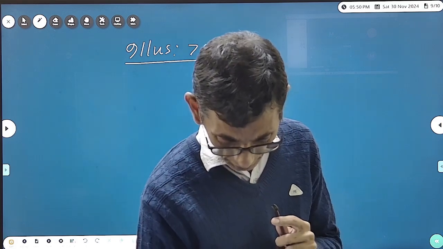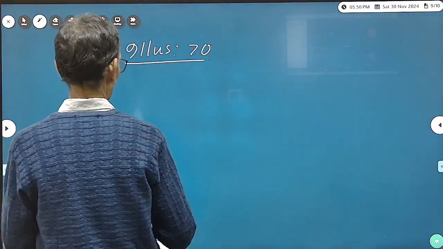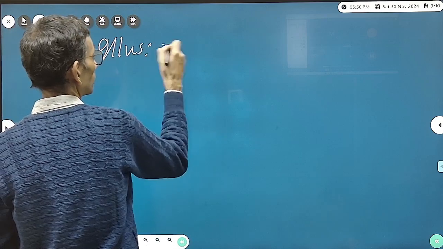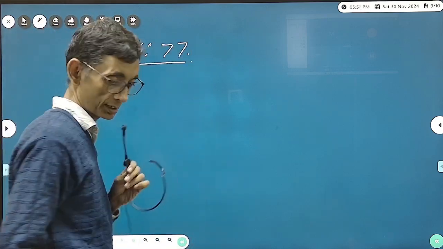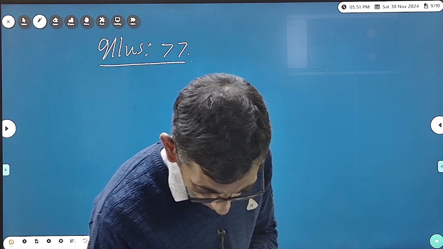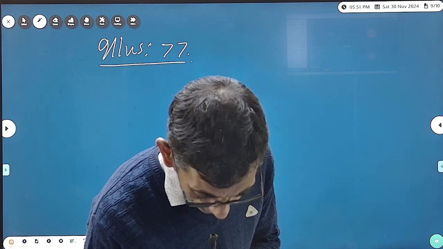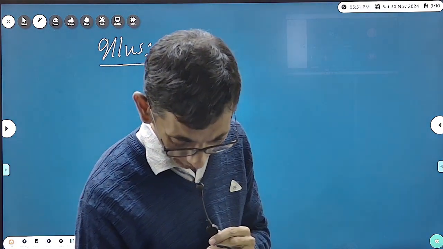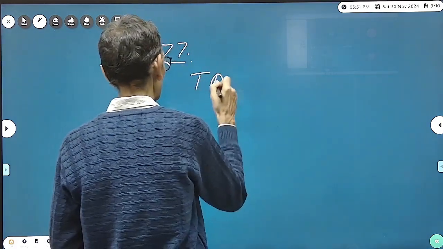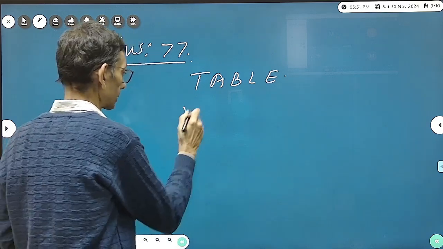Yeah, it's a very important question. Illustration 77. In how many ways can the letters of the word TABLE be arranged so that vowels are always together and separated? Table, T-A-B-L-E.